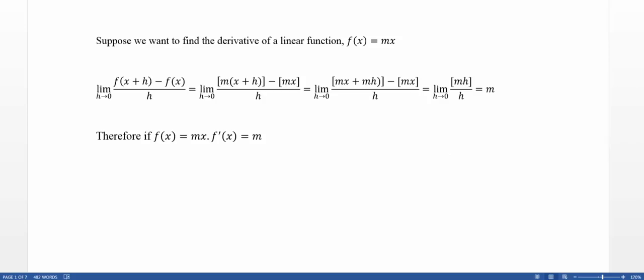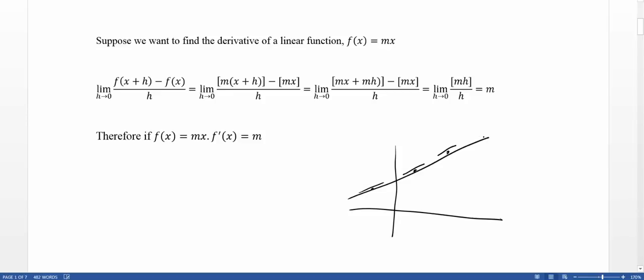Let's look at another. Suppose we want to find the derivative of a linear function. Remember, a linear function is a line that has some sort of slope m. Here, like before, our tangent lines will lie on the line, which means every single tangent line is going to have the same slope as the line itself. Therefore, the slope of every single tangent line is going to be m. But let's show this a little more carefully.